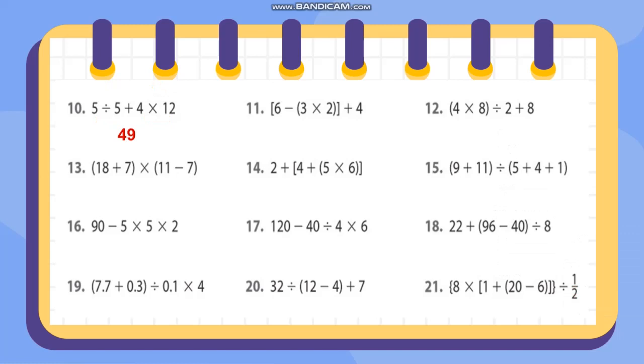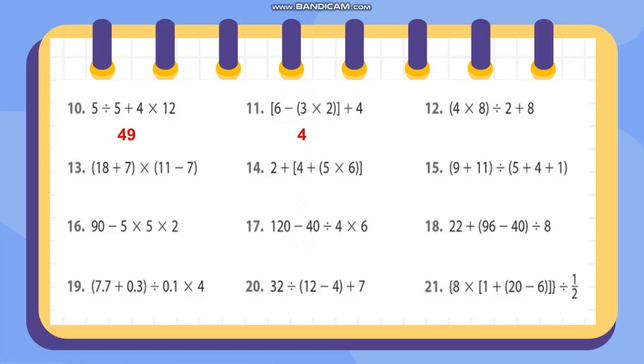Next, question number 11. So this is one group, and inside the grouping, we have multiplication and subtraction. So 3 multiplied by 2 is 6, and 6 minus 6 is 0, and 0 plus 4 is equivalent to 4.